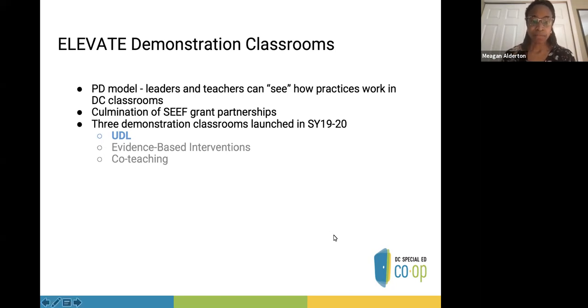So today we're talking about Universal Design for Learning. We've also developed this framework around evidence-based intervention programming and co-teaching. If you are interested, we will have another session later next week about co-teaching and how that is implemented in a classroom with one of our partner schools.